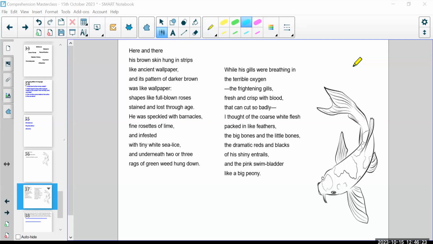Okay, so let's start. We have got the wallpaper simile. Let's highlight that. We've got the strips. Yes, the hung in strips is sort of, well, actually that could be more literal. So actually I won't say that's a metaphor, but by making it sound like wallpaper, it could kind of sound like it's a metaphor. We've also got the like a big peony simile there. Some of you have noticed white flesh packed in like feathers. There's another simile there. Brilliant.